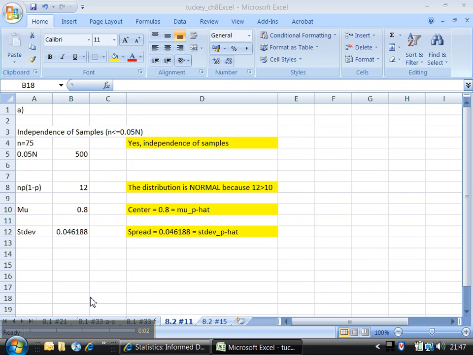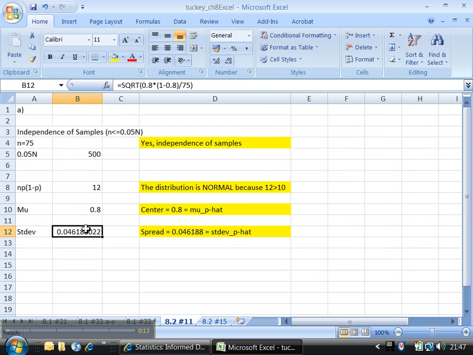Now don't fly off the handle, but I've added a little bit here. I kind of labeled everything just for my own benefit. So this is mu here, this is standard deviation here. Technically it has a little more decimal places.